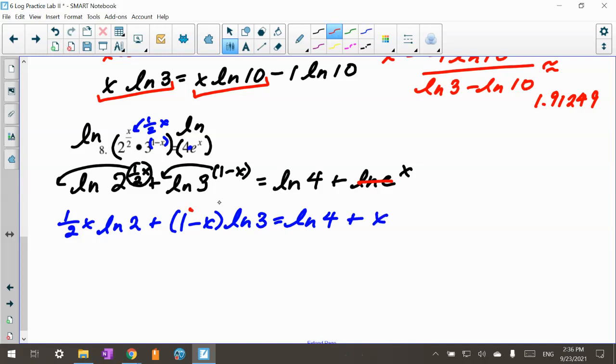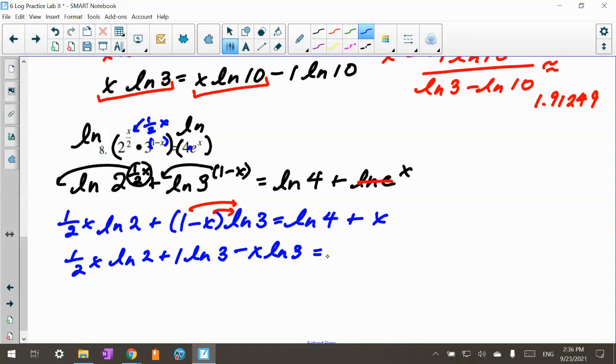Now I'm going to distribute because I have a binomial. So I have a 1/2 x natural log of 2 plus 1 natural log of 3, don't really need the 1, minus x natural log of 3 equals a natural log of 4 plus x. I'm going to go through here and say this term has an x in it, this is a number, this term has an x in it, this is a number, this term has an x in it.